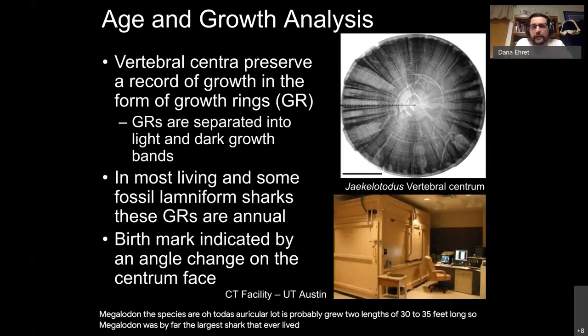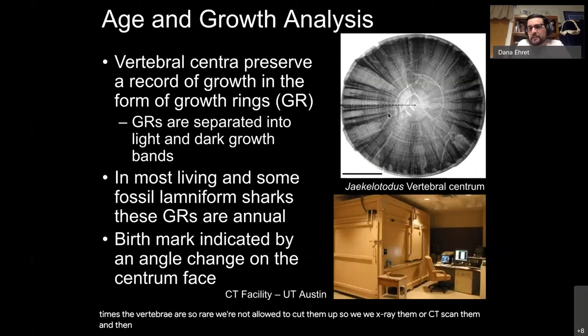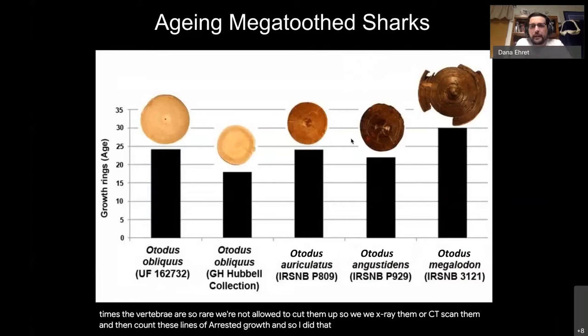So looking at how they grew, how big they got, one thing that I did was I studied the growth of Megalodon. And to do that, I looked at their vertebrae, the parts of their backbone, the round discs in their backbone. And in sharks, they record lines of incremental growth or lines of arrested growth, much like tree rings in a tree. And so in modern shark biology, biologists will cut the vertebrae of a dead shark and they can count those rings. In paleontology, a lot of times the vertebrae are so rare, we're not allowed to cut them up. So we x-ray them or CT scan them and then count these lines of arrested growth. And so I did that for Megalodon and some of the other species related to it.